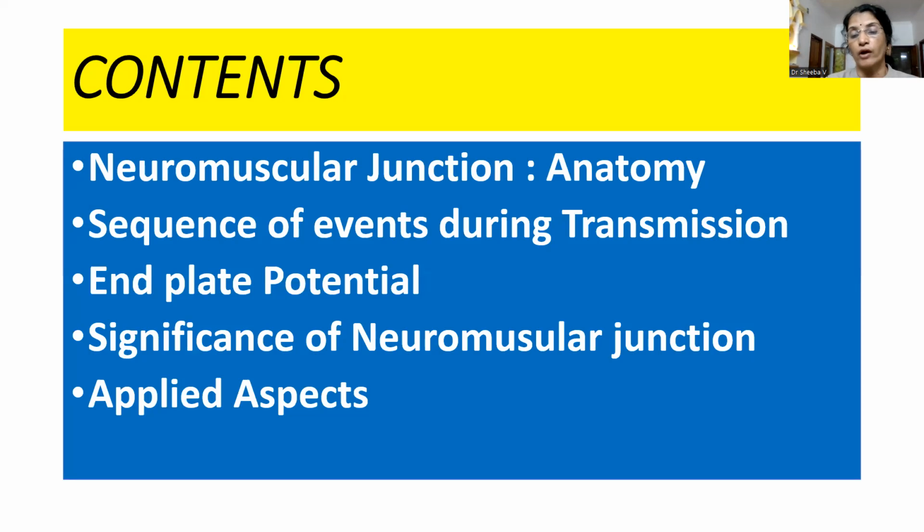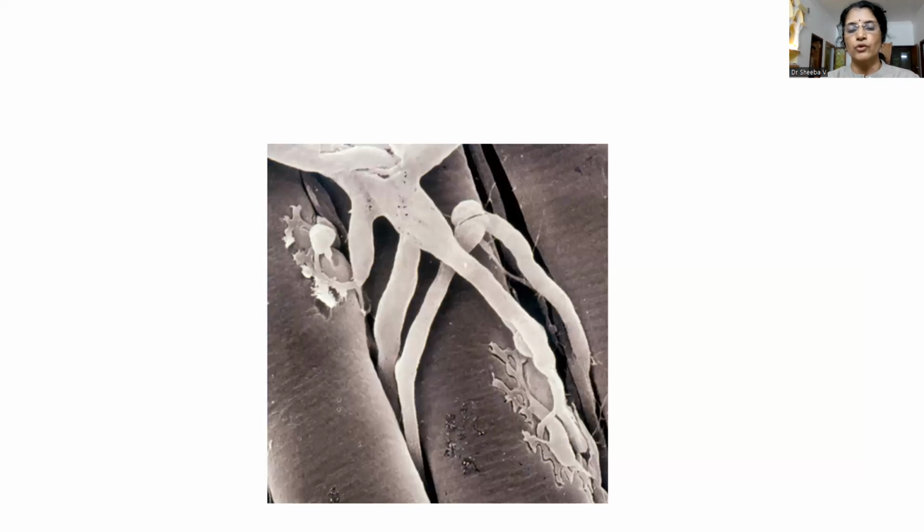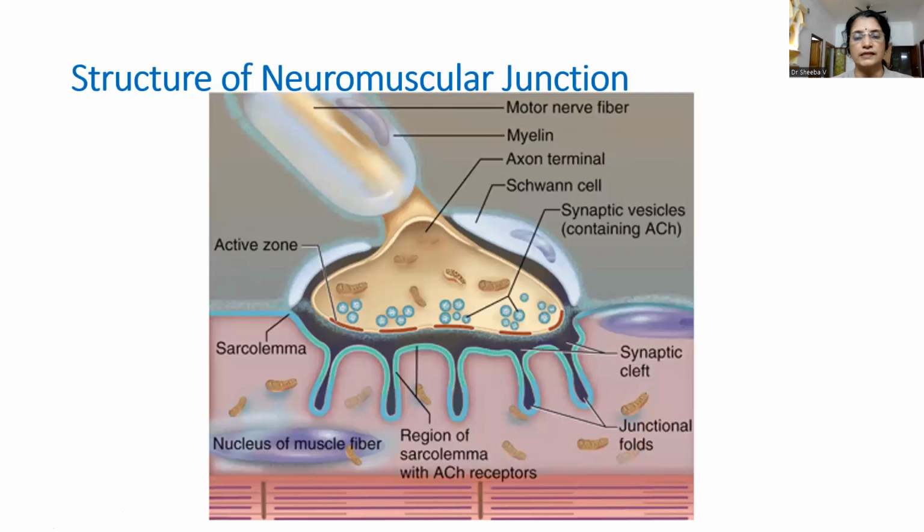Here we are going to study the anatomy of the neuromuscular junction, events during the transmission, the end plate potential, significance of the neuromuscular junction, and applied aspects. First, we can see the neuromuscular junction anatomy. This white color structure is the motor neuron, and the dark color structure is the skeletal muscle. The motor neuron innervating the skeletal muscle forms the neuromuscular junction. You can see the detailed structure.